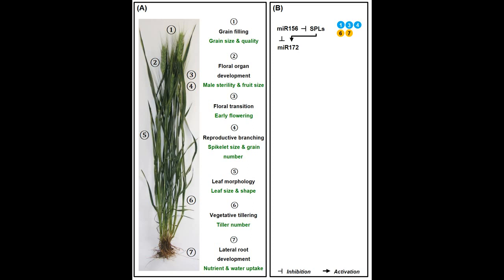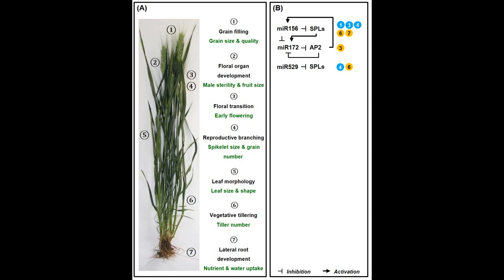However, miR-156 inhibits miR-172 expression, while SPLs upregulate miR-172, which targets apetala-2 or AP2, a repressor of flower transition. Completing the circuit, AP2 also inhibits miR-172 and upregulates miR-156. miR-529 also affects SPLs and therefore reproductive branching and tillering.